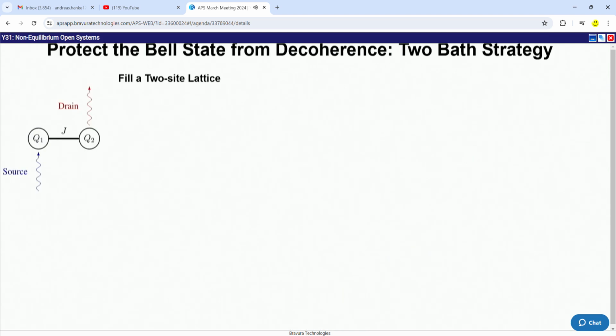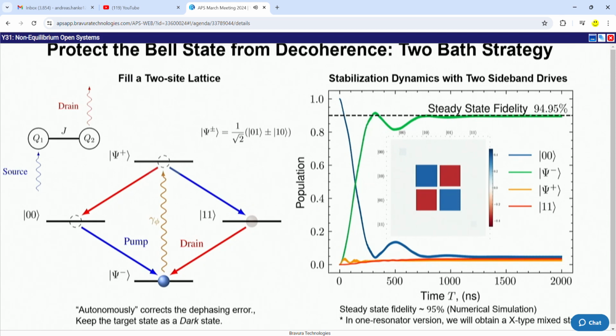To address this challenge, our solution is to couple another drain bus to the other qubit. This can help us to remove particles from the unwanted subspace back into the 0 state and redirect them back to the minus state. This protocol can be regarded as a kind of autonomous error correction of dephasing error, and we can keep the target state as a dark state. With the two-bus strategy, we can stabilize the target state with a fidelity of about 95%.